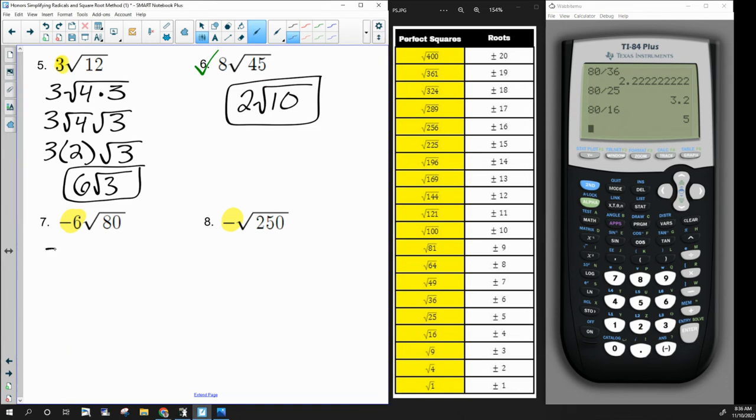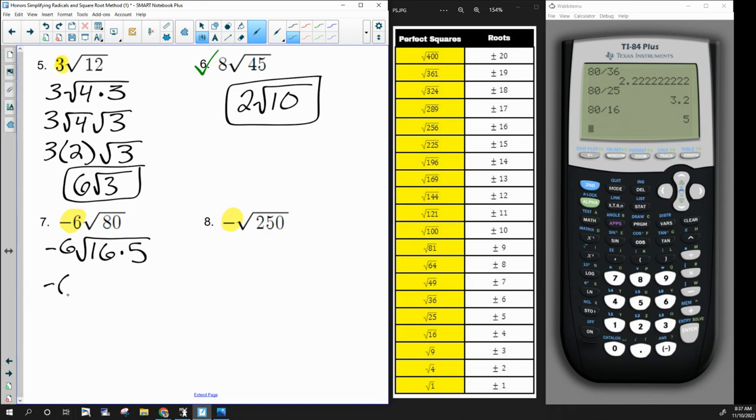So our -6 is still floating out front. And instead of 80, what am I going to write under my radical? 16 times 5. Because 16 times 5 is 80. I haven't changed the problem, just changed the way it looks. And again, you can divide 80 by 10, 10 and 8. But when you look at your list, is 10 or 8 in the list? No. You don't want to pick numbers to divide by if they're not in your list. Okay? You're always looking for your perfect square.